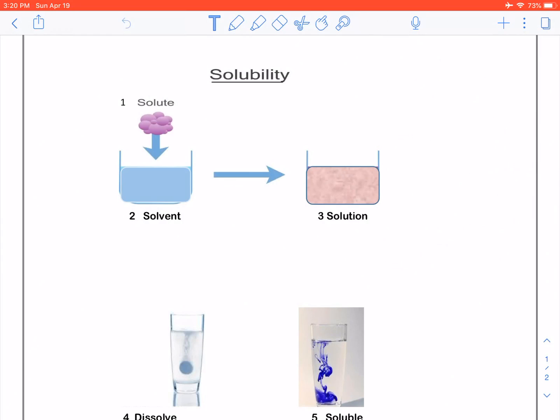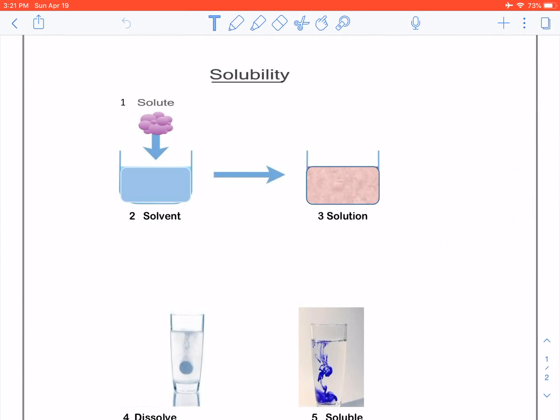Our topic for today is solutions and solubility. Solutions are mixtures. A solution is a mixture of a solid and a liquid where the solid dissolves in the liquid. The solid and the liquid can be mixed together in any amounts. You cannot see the different substances of the mixture, but the mixture can be separated.